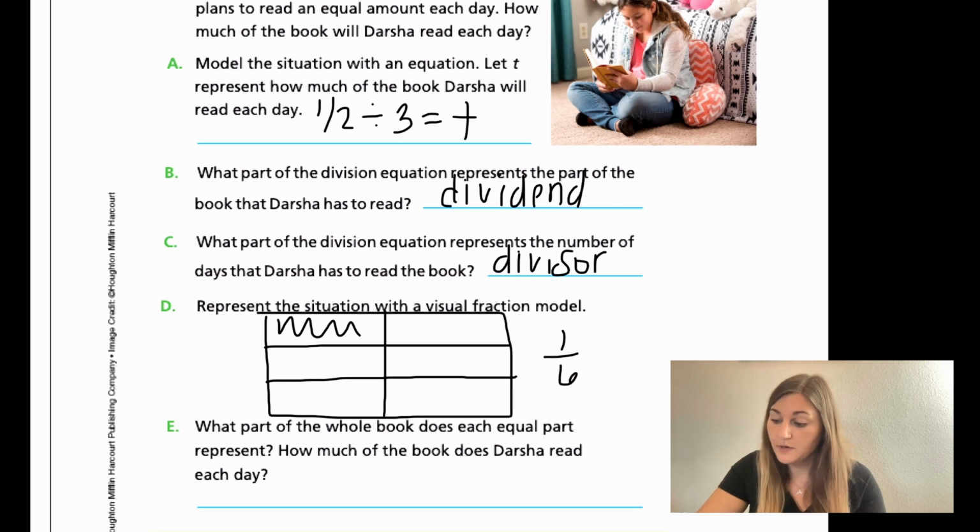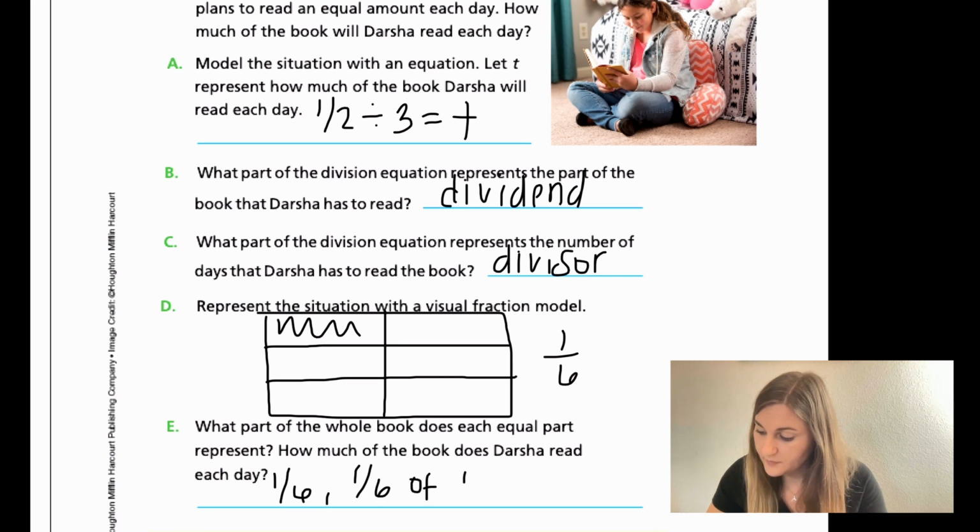So for E, what part of the whole book does each equal part represent? Well, we just said 1/6. And then second question, how much of the book does Darsha read each day? Well, she reads 1/6 of the book. So 1/6 and then 1/6 of the book.